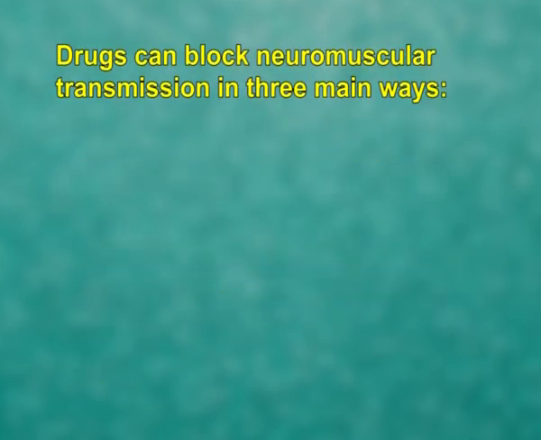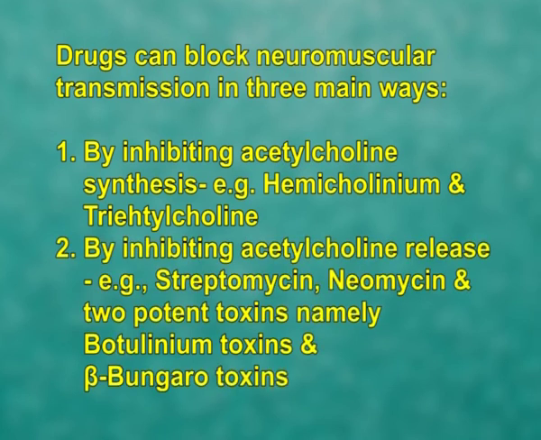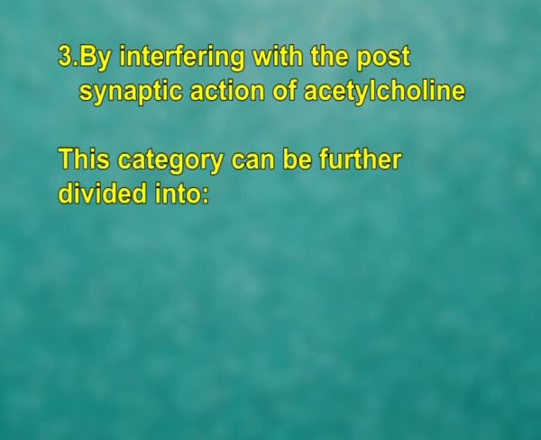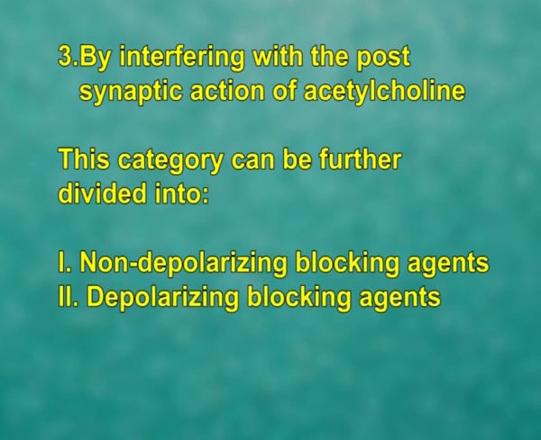Drugs can block neuromuscular transmission in three main ways. The first one is by inhibiting acetylcholine synthesis, for example, hemicholinium and triethylcholine. The second one is by inhibiting acetylcholine release, for example, streptomycin, neomycin and two potent toxins, namely botulinum toxins and beta-bungarotoxins. The third mechanism is by interfering with the postsynaptic action of acetylcholine. This category can be further divided into two main classes. The first one is non-depolarizing blocking agents and the second one depolarizing blocking agents.